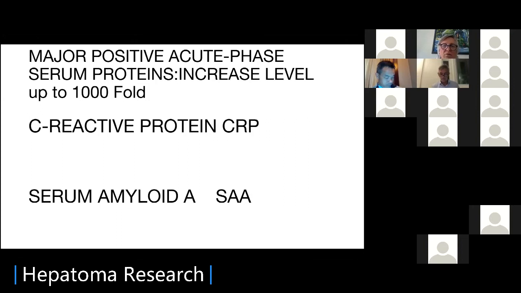As you know, the most prominent acute phase protein which we use in everyday life in the clinic is C-reactive protein, and the other one which behaves similarly, which is less well known, is serum amyloid A, and their serum level can increase up to 1,000-fold. Next slide.